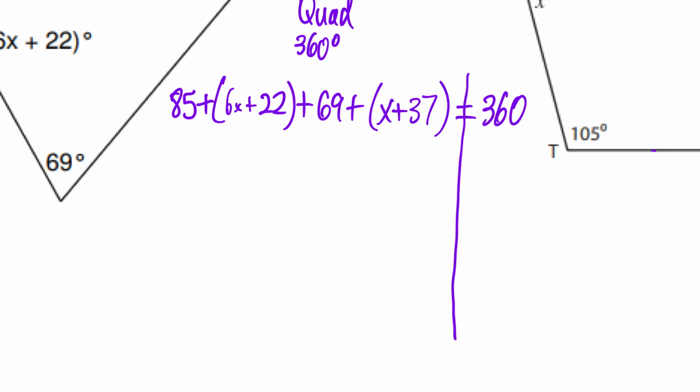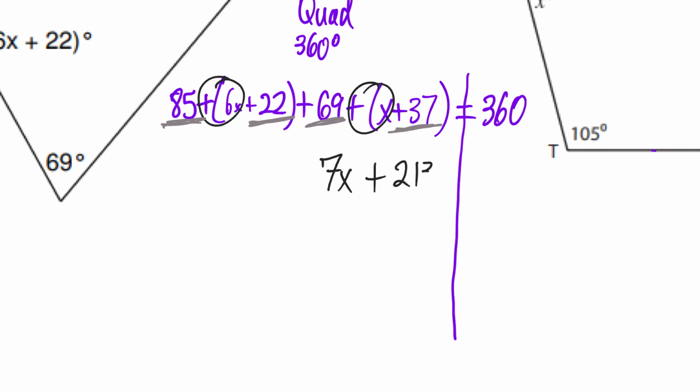So let's combine like terms. I have a positive 6x and I have a positive x. So 6x and 1x, how many x's is that? 7. Is 7x. Now there's 85, 22, 69, and 37. So I'm just going to add those 4 numbers up on my calculator real quick. So it's 85 plus 22 plus 69 plus 37, which is 213.